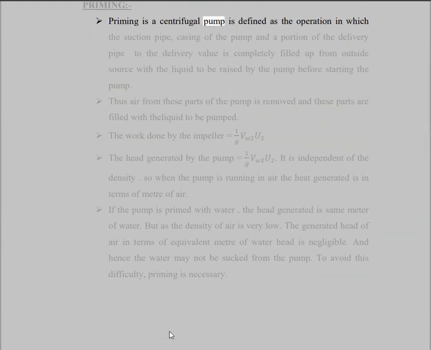Priming of a centrifugal pump is defined as the operation in which the suction pipe, casing of the pump, and a portion of the delivery pipe up to the delivery valve are completely filled up from an outside source with the liquid to be raised by the pump before starting the pump. Thus air from these parts of the pump is removed and these parts are filled with the liquid to be pumped.